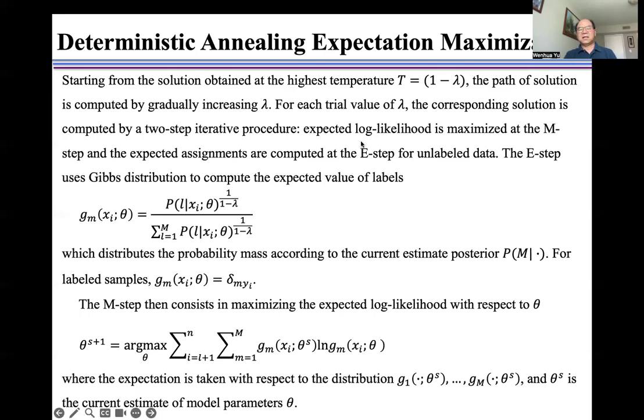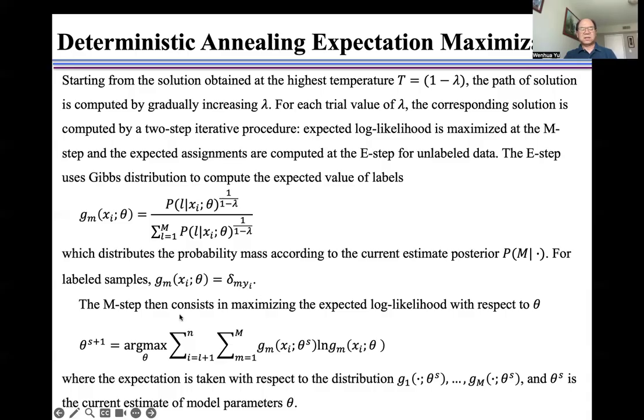Namely, the expected log likelihood is maximized at the M step, and the expected assignments are computed at the E step for unlabeled data. The E step uses a Gibbs distribution to compute the expected value of labels, as shown here, which distributes the probability mass according to the current estimated posterior. For labeled samples, g_mi is equal to delta_{m,y_i}.